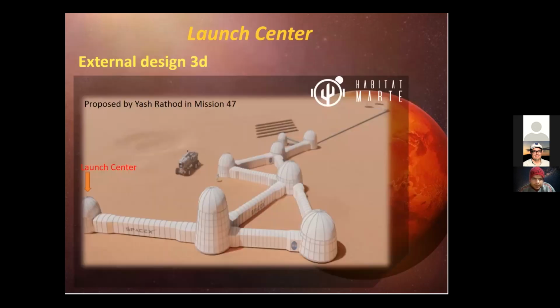Here also we can see a 3D module of the same 2D schema, which was also proposed by Yash Rathod in Mission 47, where we can see the launch center on the left side of this screen, and we can also see how this complete habitat Marte will look once set up on the Martian environment.